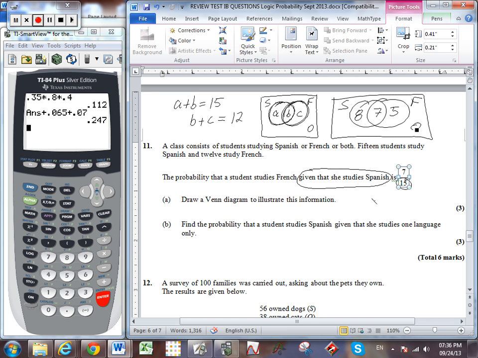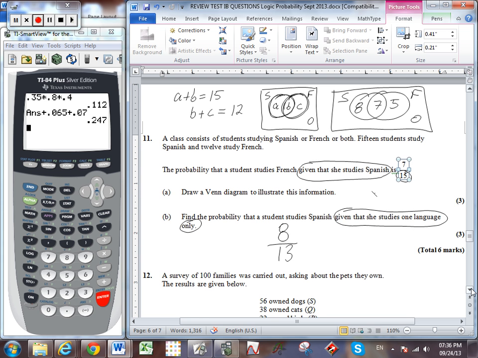Find the probability that a student studies Spanish, given that she studies one language only. Alright, so I've given you that she studies one language only. And so that's the new denominator, isn't it? Because we're only considering those people. So the new denominator is 8 plus 5, 13. There's only 13 people who study one language only. So knowing that we are looking at one of those 13 individuals, because that was given to you, what is the probability that the student studies Spanish? Of those 13 individuals, it's 8 of them who study Spanish.